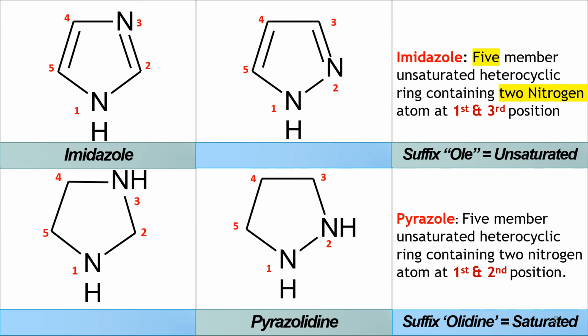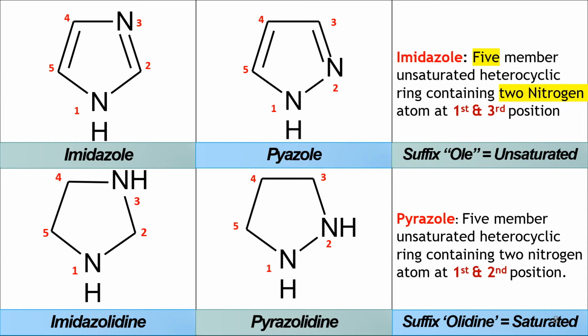Same, but this is the structure. If two nitrogen atoms are present in a five-membered unsaturated ring, then we call the structure imidazole. Five-membered, unsaturated, 2 nitrogen atoms, we call imidazole. Similarly, OLE is replaced with OLIDINE, giving imidazolidine, and pyrazolidine. Okay, this is simple.